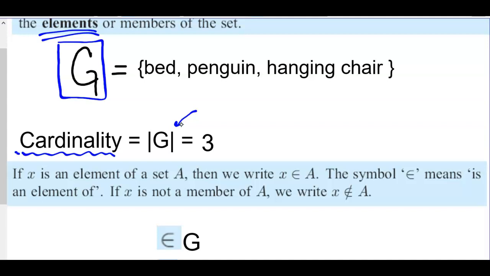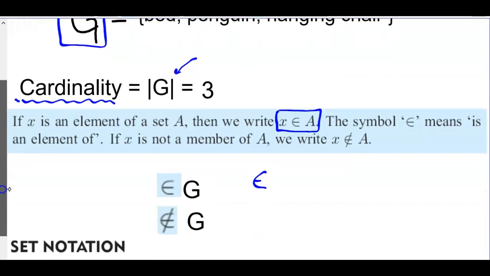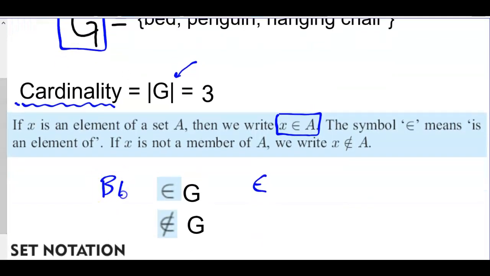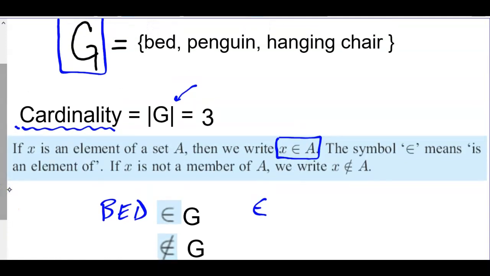We'll move on. Hey, if x is an element of set A, that's fantastic. We write this notation. So practice it. Have your notation out and just kind of practice this little, I do a little C and then I go like that. All right. The symbol ∈ means is an element of, and if x is not a member, we put a little slash through it. So for here, we would say bed is an element of G, and we say a bike is not an element of G. Too bad. That would have made it a really cool set.